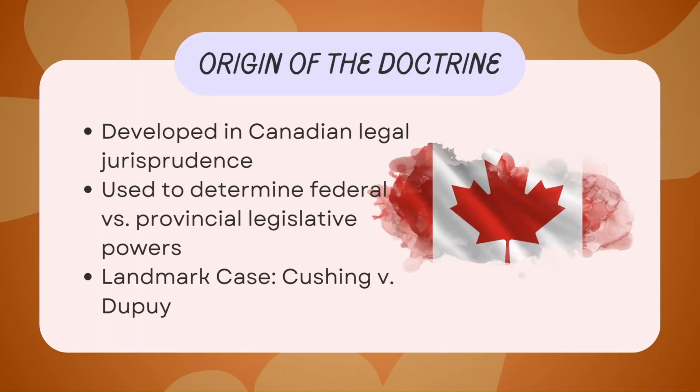The doctrine of pith and substance originated in Canada, where it was used to distinguish federal and provincial legislative powers. A key case that established this doctrine was Cushing versus Dupuy, where the courts laid down the principle of incidental encroachment, meaning that a law should be judged by its core subject matter rather than its incidental effects.